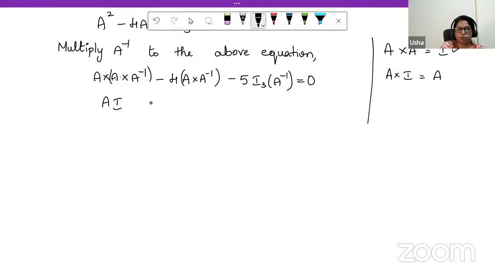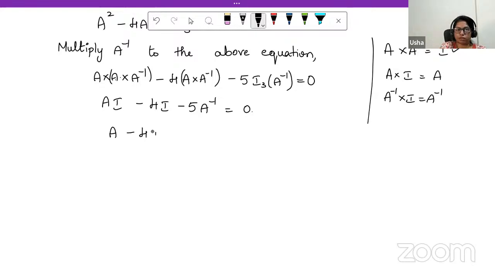So this is A into I, minus 4 times A into A inverse, which is again I, minus 5 into I3 into A inverse, which is A inverse only. Any matrix multiplied with I is the same, right? So A inverse also, when you multiply with I, you will get A inverse only. Understood these properties? Now this is equal to 0. A into I is A only.